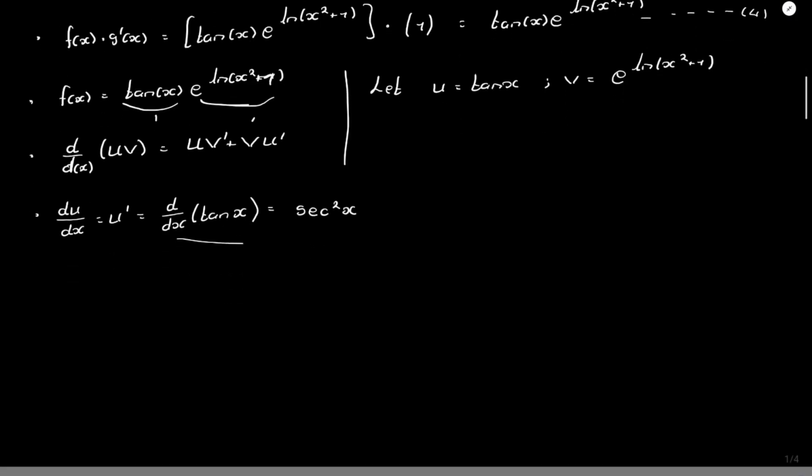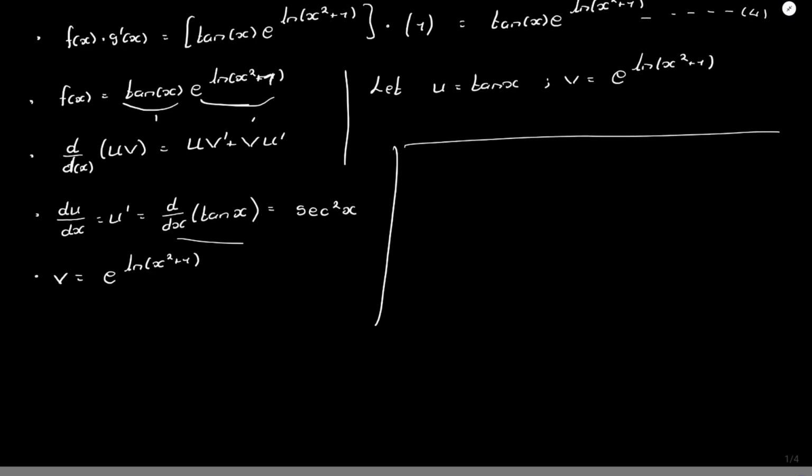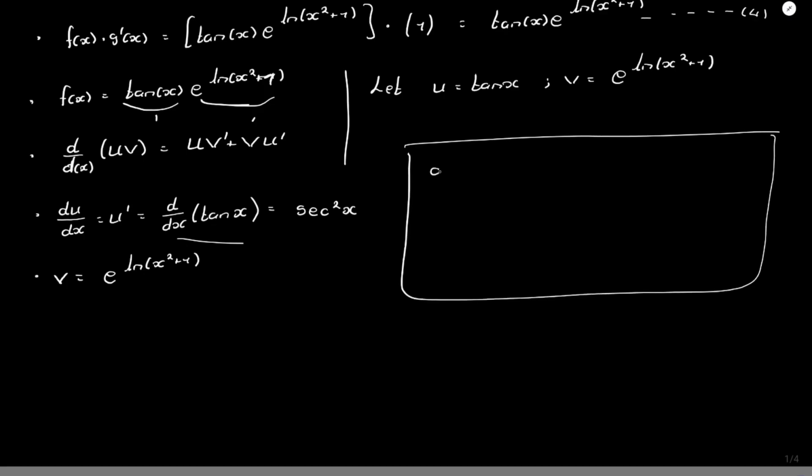Let's move to v prime. So first of all, what is v? v is the function e to the power ln of x squared plus 1. Let's recall, when we were working on the derivative of exponential functions, it was stated that the derivative with respect to x of any function of the form e to the power g of x is equal to g prime of x e to the g of x. So what is our g of x in this case?